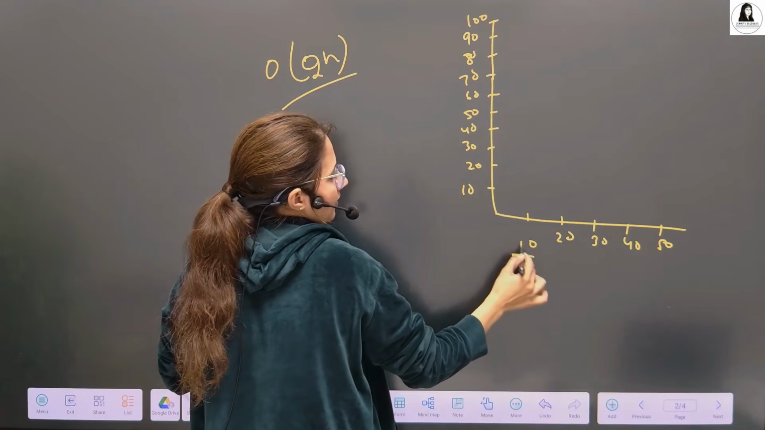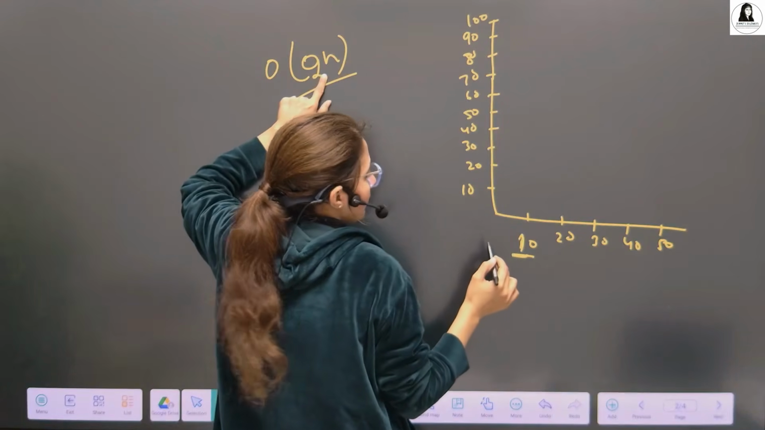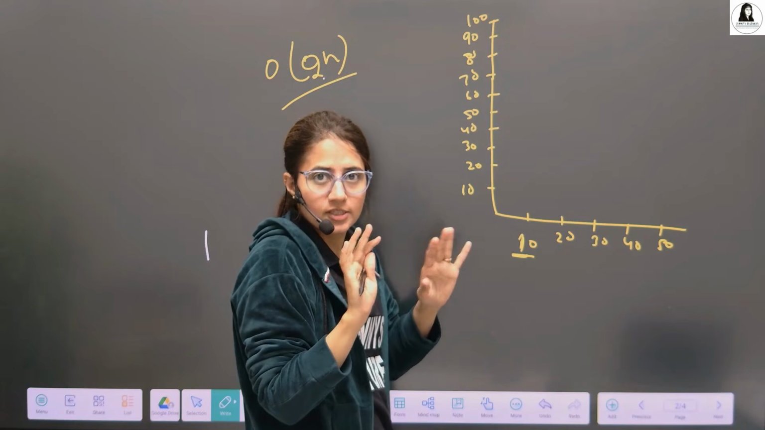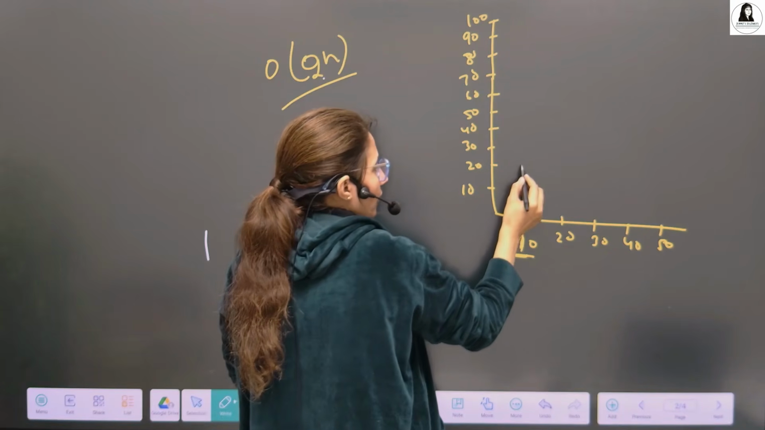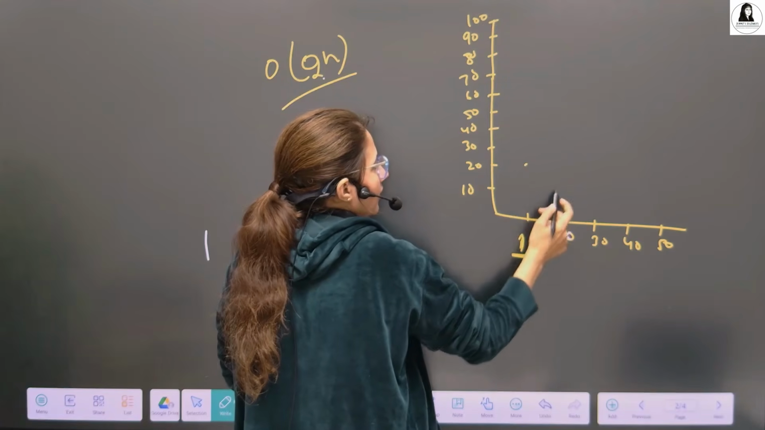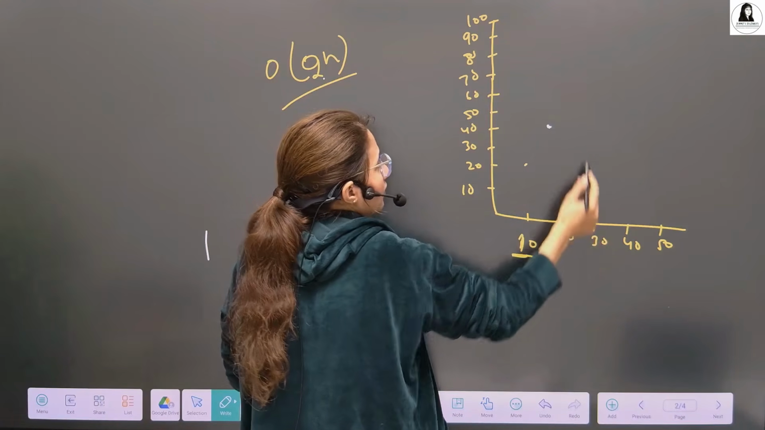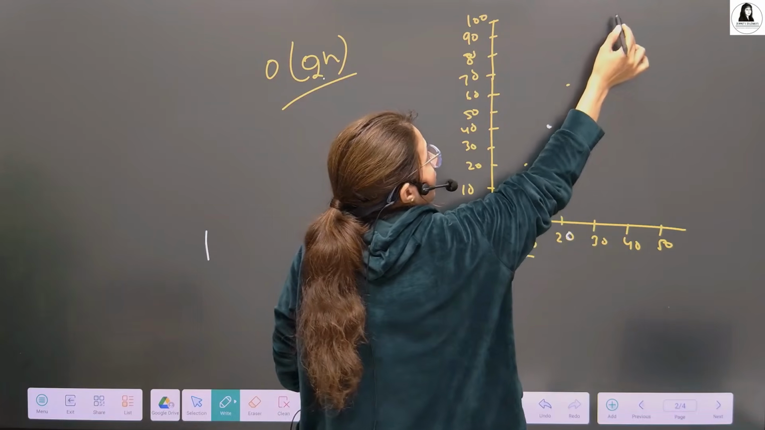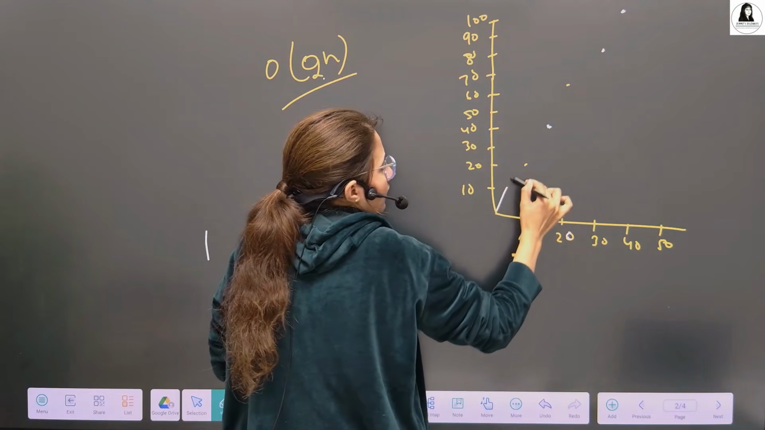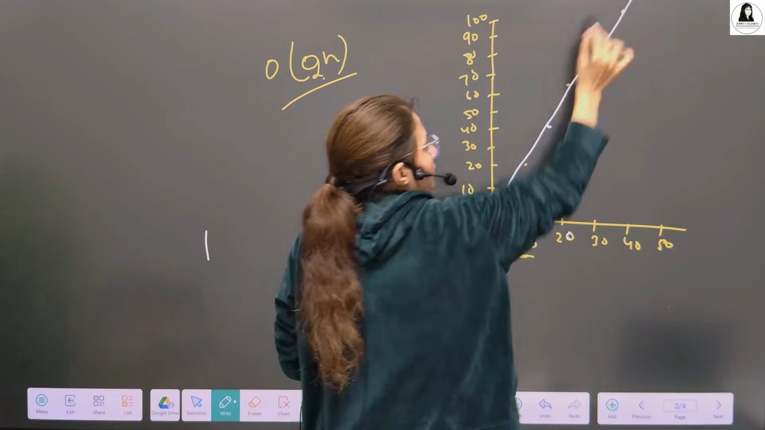If n is 10, it's 2n. The number of operations, the complexity, is order of 2n, n plus n. So that would be 20. If it's 20, then it would be 30. If 30, then 60. If 40, then 80. If 50, then 100. But the line is something like this only, right?